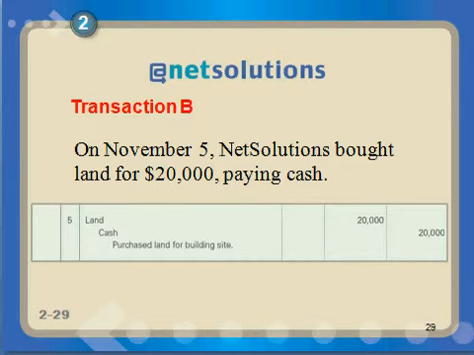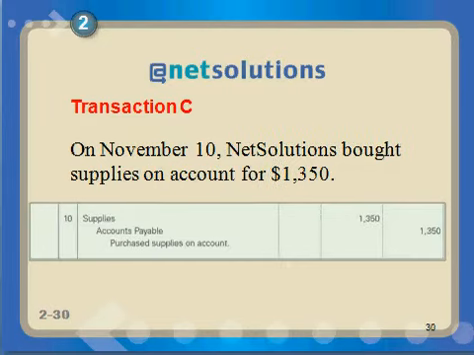Our next transaction took place on November the 10th. So in the date column we only put 10, and we bought some supplies for $1,350, but we bought them on account. So in the description column we write supplies and put $1,350 in our debit column. Right below that we indent over a little bit, put the words accounts payable, put $1,350 in the credit column, and then below that we put purchased supplies on account.